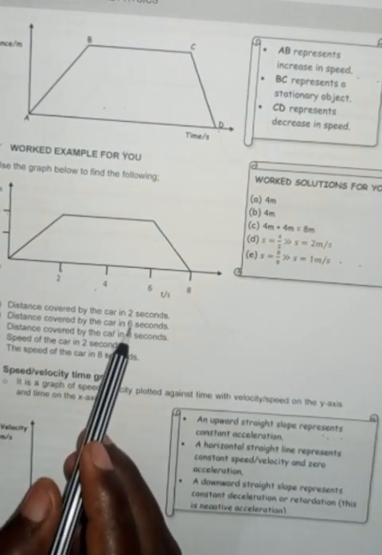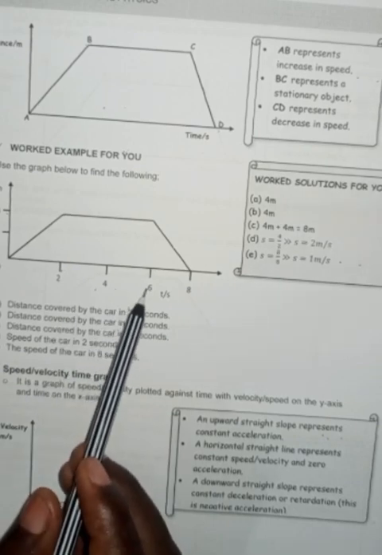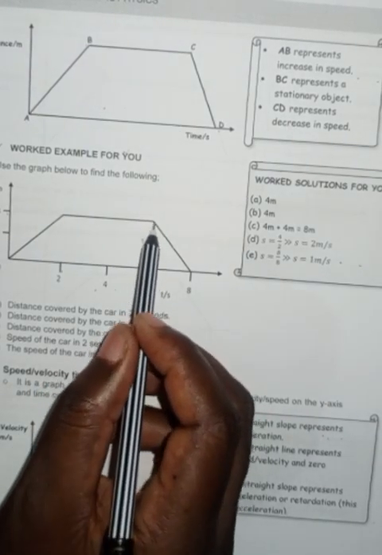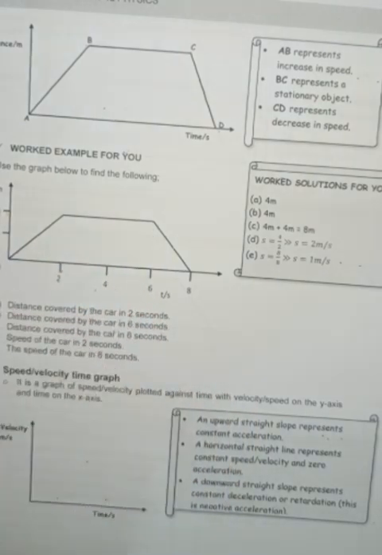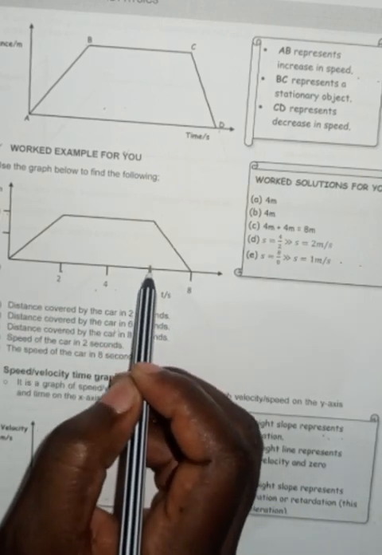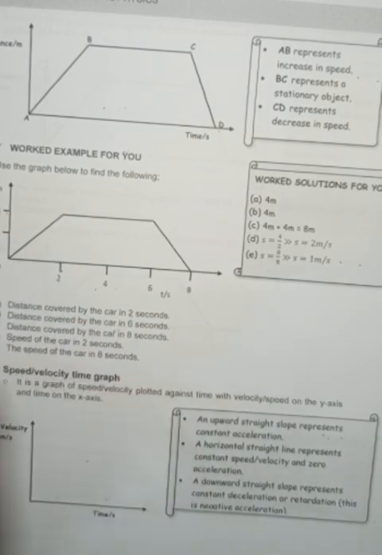Distance covered by the car in 6 seconds. So again, you go to 6 here, and if you make a dotted line, you discover that it's here. When you follow it like this, you come to a point where you have 4 meters. It becomes 4 meters, not per second, because it's distance, so it has to be in meters. So follow it from 6 and find where the distance is, and that becomes your distance: 4 meters.